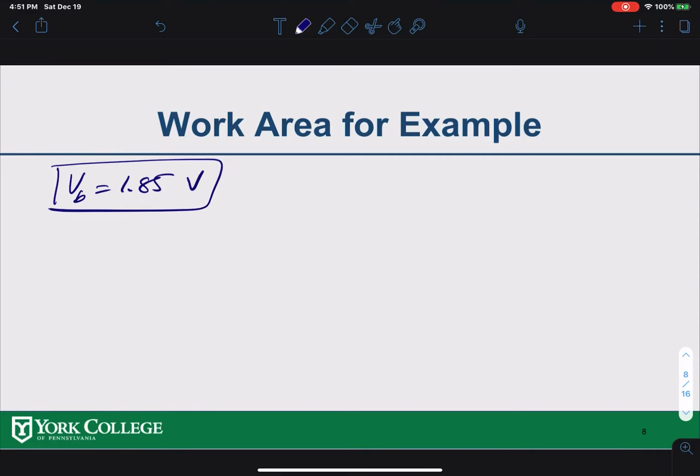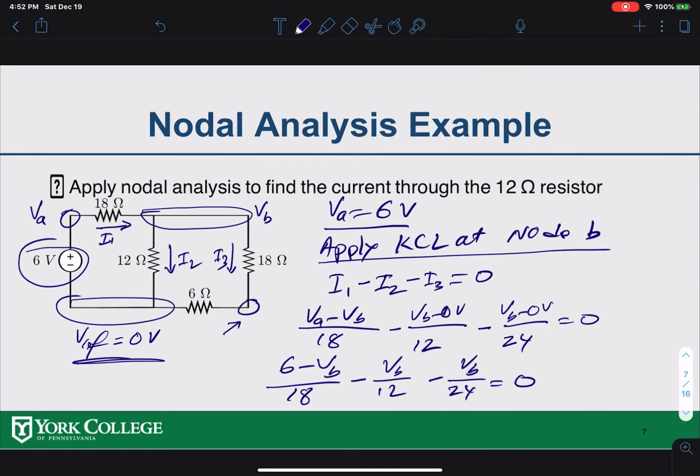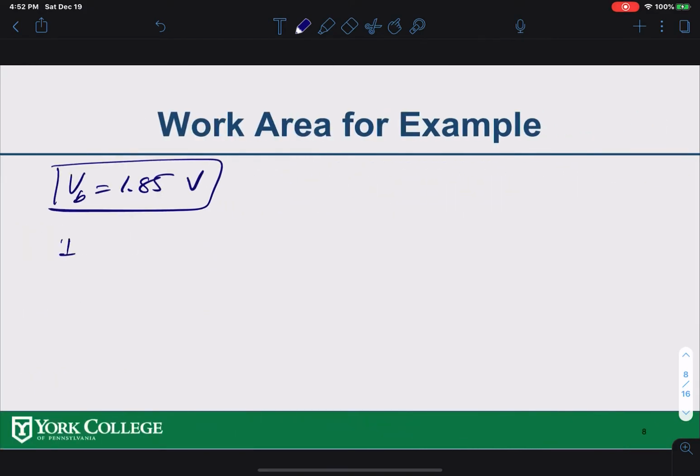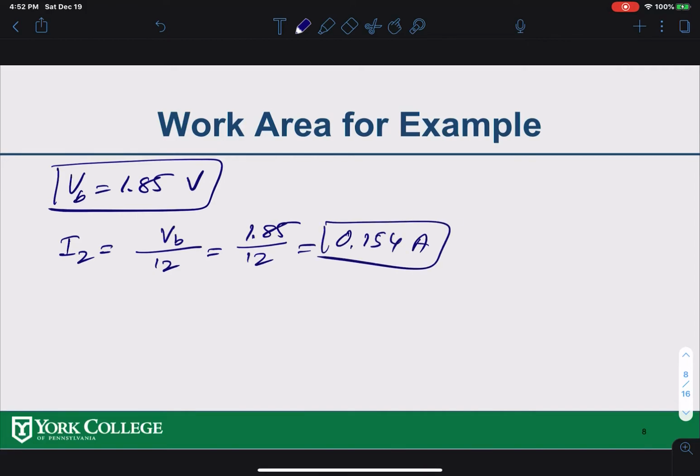Once you know that, you can find all the currents you want. We're looking for the current through the 12 ohm resistor, which is this one here. That is basically I2, which is VB minus 0 over 12. So I2 is VB over 12. I know VB is 1.85, so 1.85 over 12 will give you 0.154 amps. So that is the current through the 12 ohms.